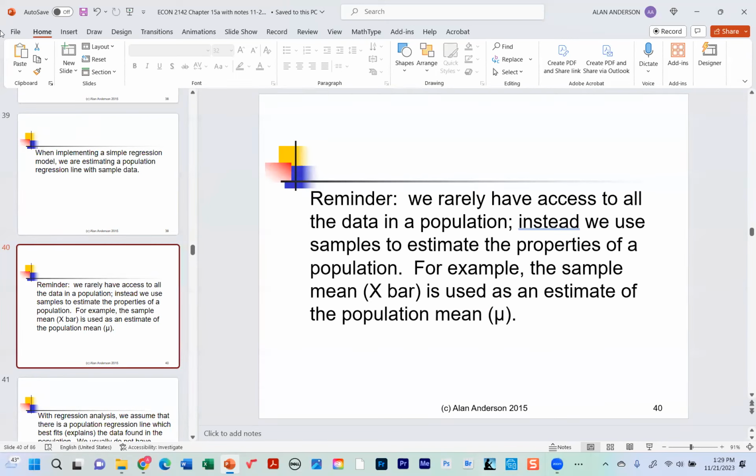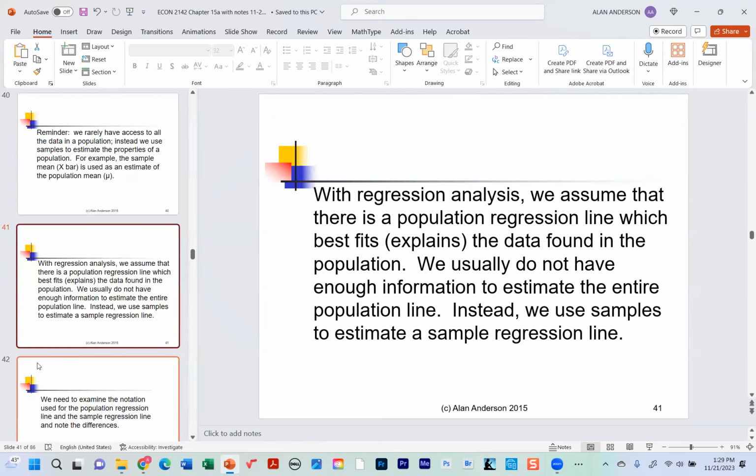So what does this have to do with anything? Well, here we're going to assume that there exists a population regression line which best fits or explains the data found in the entire population. But unless we have the entire population available to us, we can't actually calculate this population regression line. What do we do instead? Instead, we're going to use sample data to estimate a sample regression line.